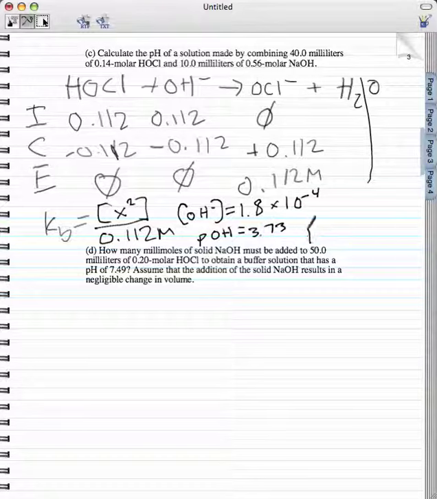And by association then, they're asking for our pH. Our pH, which would be 14 minus this number, would be 10.27.